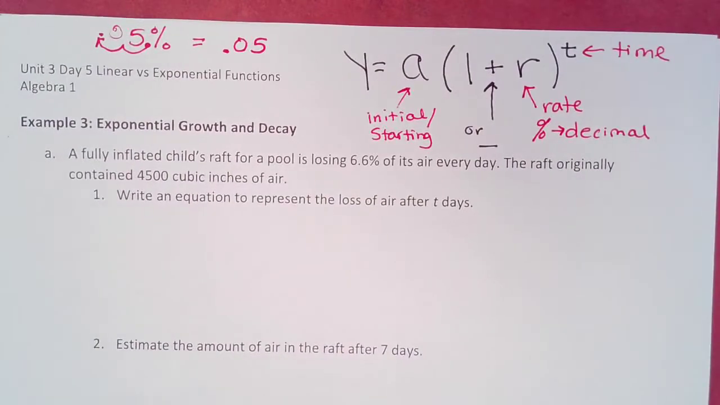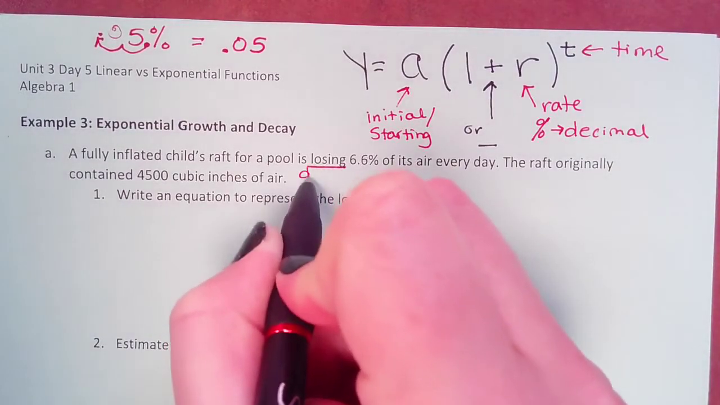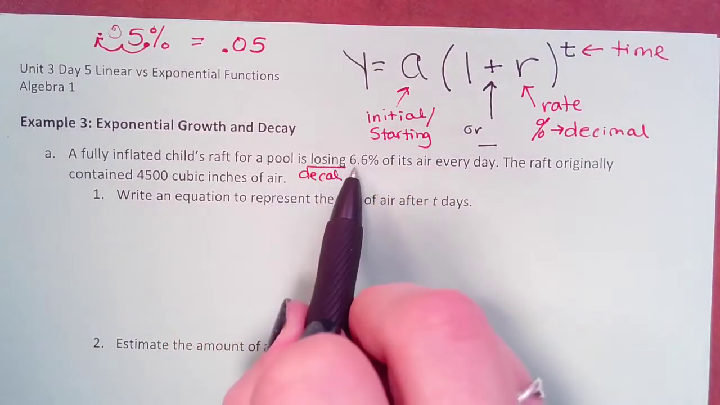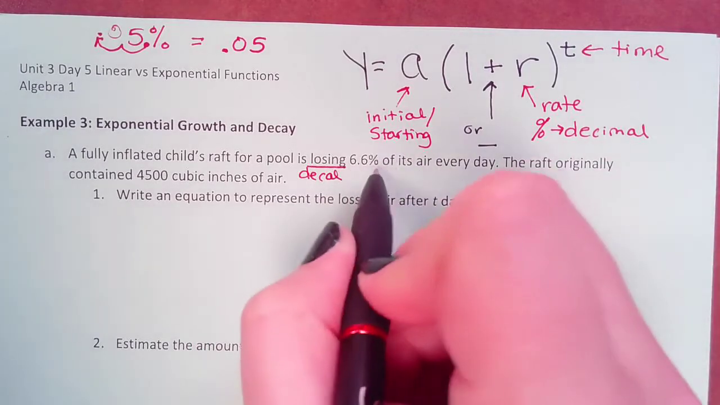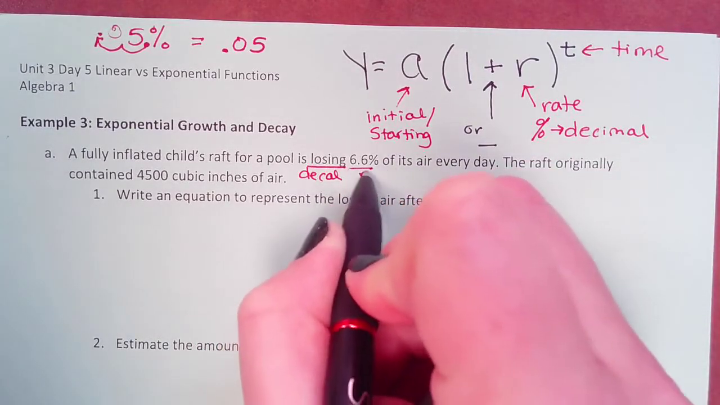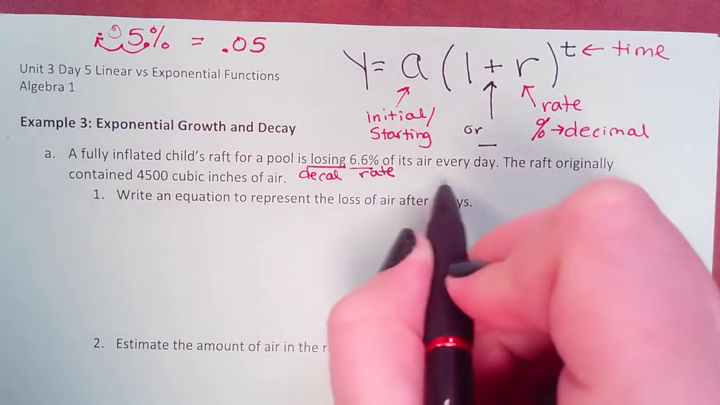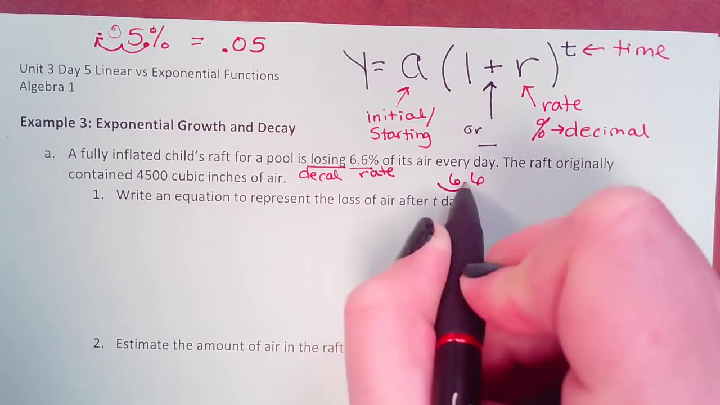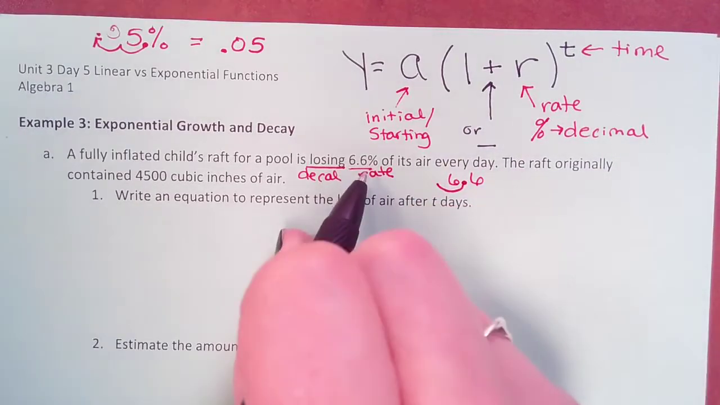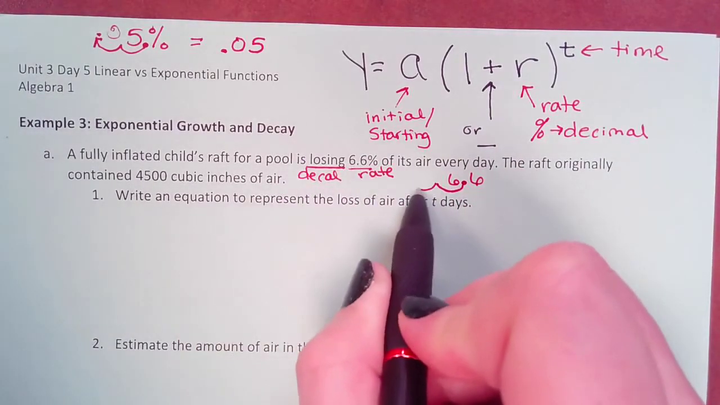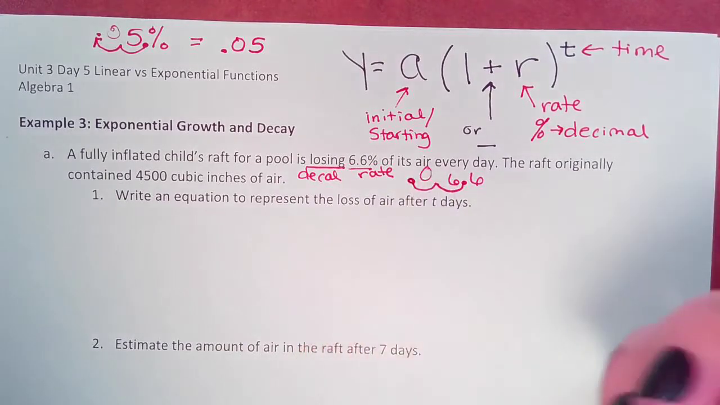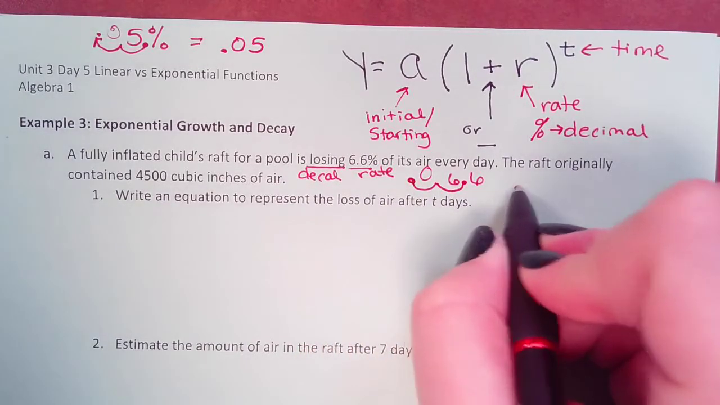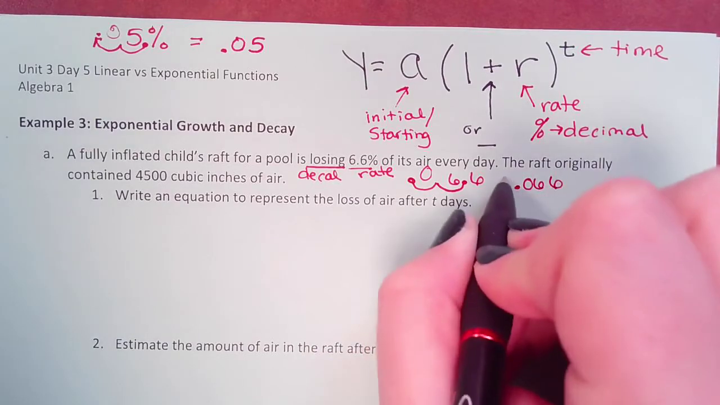Okay, so let's go into our first example. A fully inflated child's raft for a pool is losing, so this is decay, 6.6% of its air every day. So this is going to be our rate. So 6.6, let's make that into a decimal. I know it is a decimal, but it still is a percent, even though it has a decimal point. 2 spots to the left. So new decimal point, tack in a 0. So it's going to be 0.066 minus that.